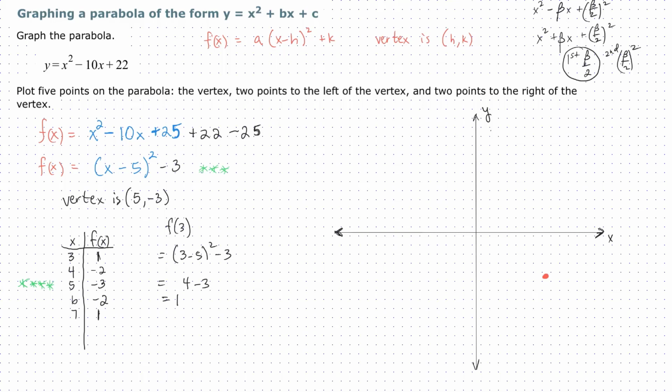1, 2, 3, 4, negative 2. Aha. And then, of course, we have 6, negative 2. And then we have 7, 1. And then we have 3, 1? Yeah, and then we play connect the dots. Draw a U shape opening up. Make sure you put arrows at the end because you do want to match the domain and range of this function as well. Let's circle the graph. And let's circle your labels. And I put my labels in a t-chart.